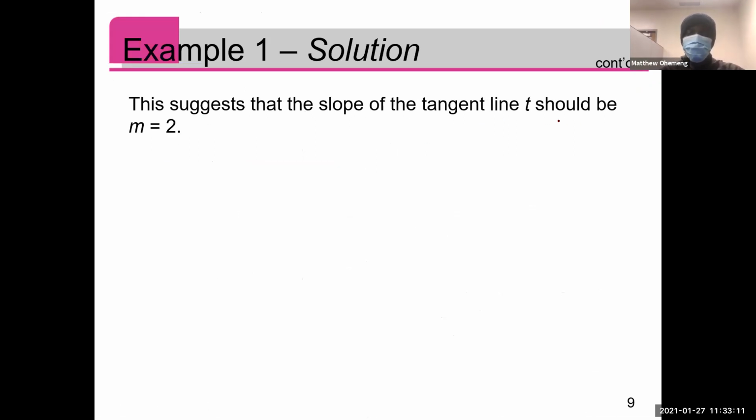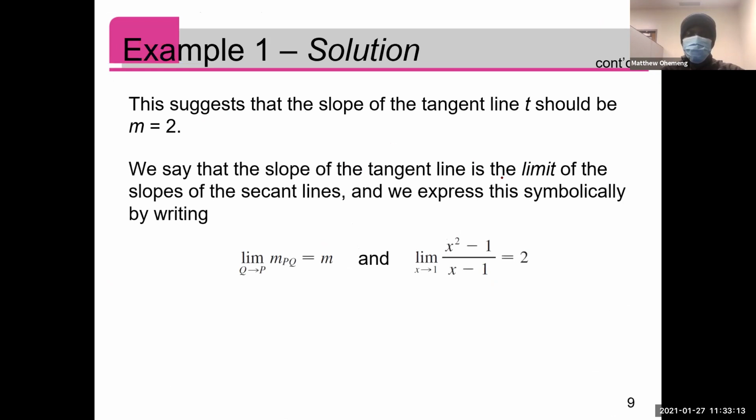So this is just talking about what we said. This suggests the slope of the tangent line should be 2. Now, this is a very important conclusion. We say that the slope of the tangent line is the limit of the slopes of secant lines. You see, the slope of the tangent line is the limiting value of the slope of secant lines. And this can be expressed symbolically as follows. So you can write this.